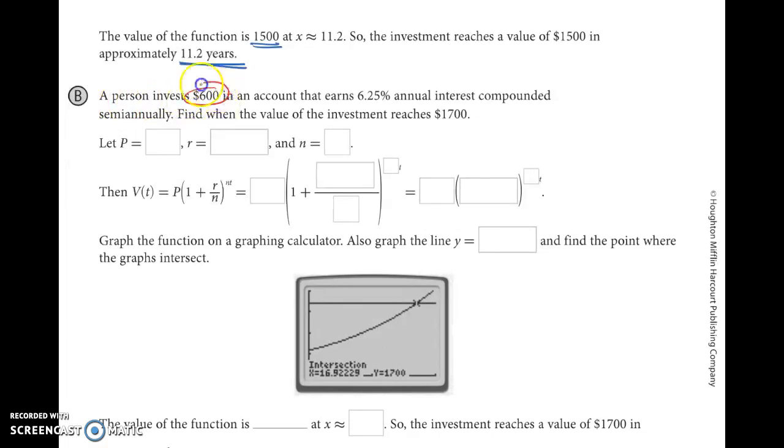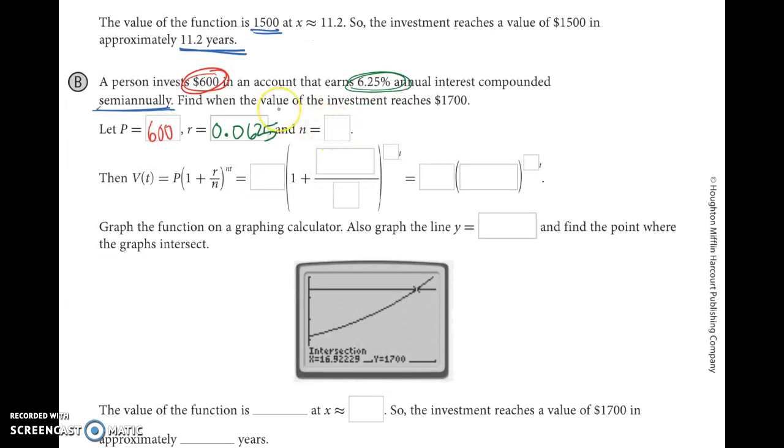So a person invests $600. So 600 is my principal amount in an account that earns 6.25%. So if I write that as a decimal, remember, move your decimal place, and I get 0.0625. And n, it says semi-annually. What does semi-annually mean? So semi-annually at the beginning said that it was 2 times per year, or if you think about a semicircle, it cuts it into 2, so it's twice per year. Find when the value will reach 1700.